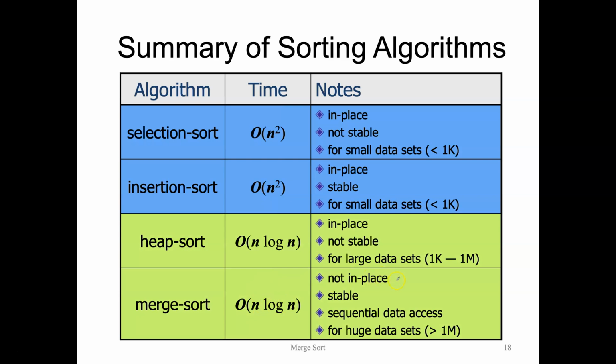Merge sort, this isn't an in-place algorithm what we talked about, but this is stable. And the reason for this is we can always prioritize when we merge equal elements. We can prioritize the left side before equal elements on the right side. But this is not in place because we have another sequence that we use in order to handle the merge operation. But this does give us sequential data access.